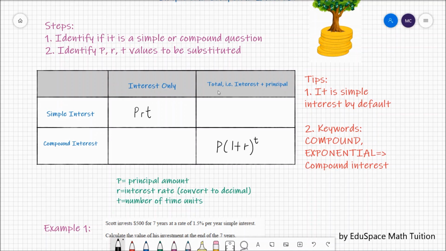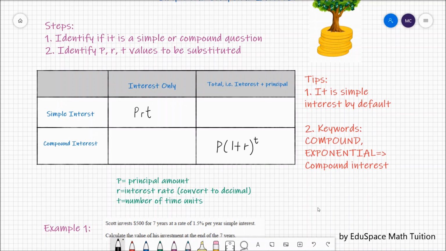So if the question asks you to find the final value under simple interest, you will have to use your formula that gives you the interest, plus back your original principal amount, so that you can get the final investment value. However, if you use the compound interest formula, P bracket 1 plus R to the power T, this will give you the final total amount, which includes interest and principal amount. So under a compound interest question, if they only ask you to find the interest, you will have to use your final total amount minus off your original principal so that you can get back the interest only amount.